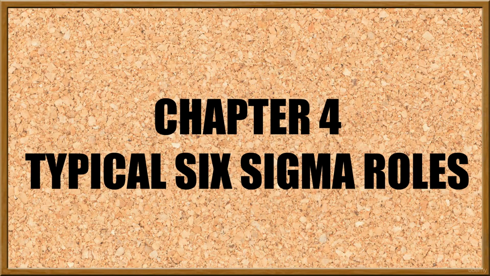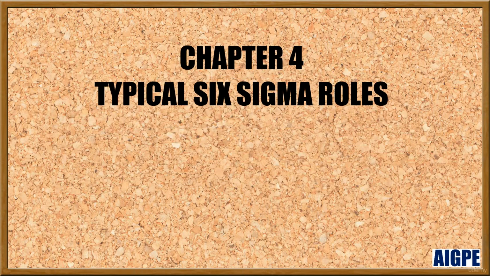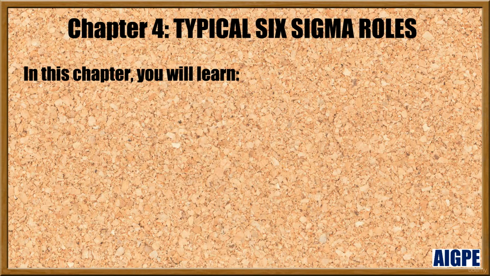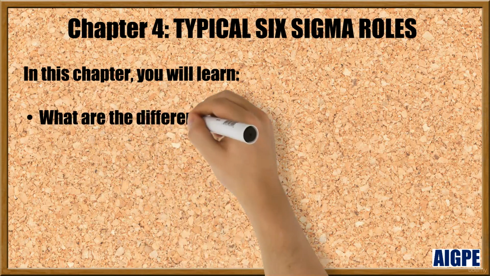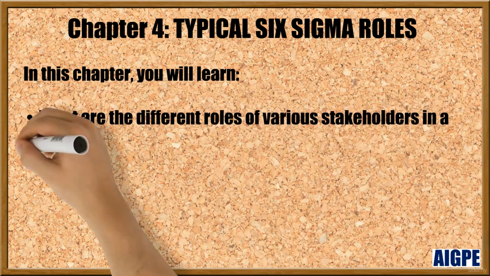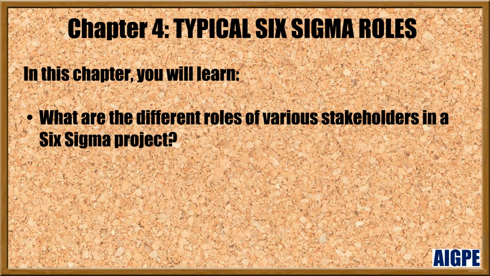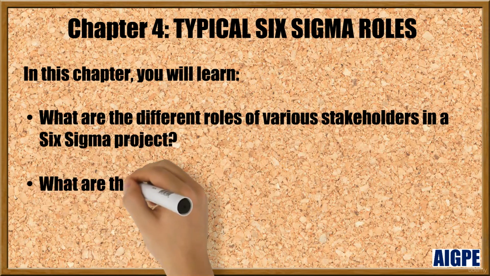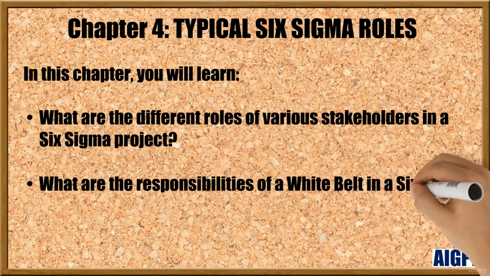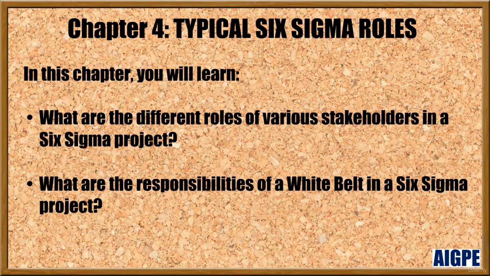Chapter 4: Typical Six Sigma Roles. In this chapter, you will learn what are the different roles of various stakeholders in a Six Sigma project. What are the responsibilities of a white belt in a Six Sigma project?